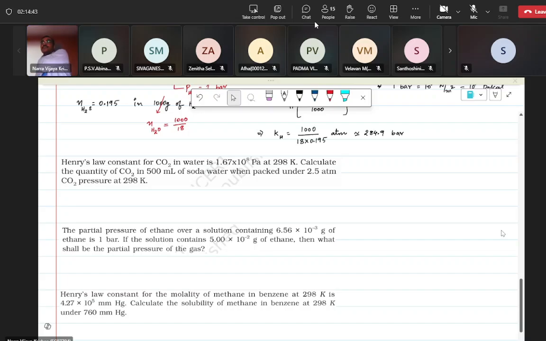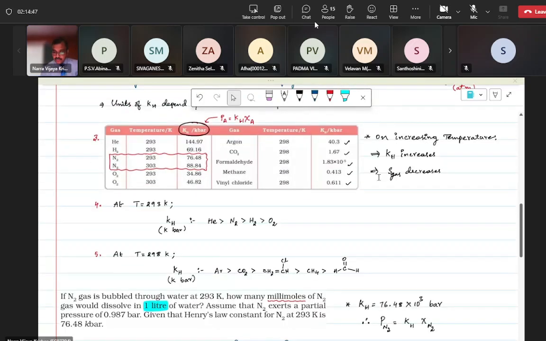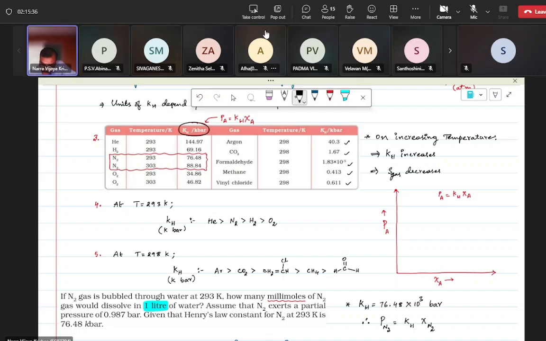Shall I go to next concept, sir, then? Right? Now, before going further, listen very carefully, sir. I am plotting a graph between partial pressure of gas A versus mole fraction of gas A. Then according to Henry's law, what should be the equation? PA equal to KH into mole fraction of A. Y equal to mx plus 0, means intercept is 0. Slope equal to KH. So graph must be a straight line, correct? And having a slope equal to KH.